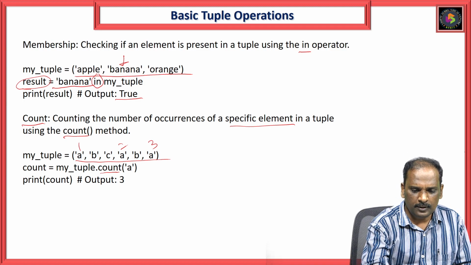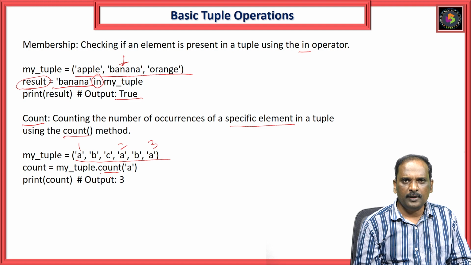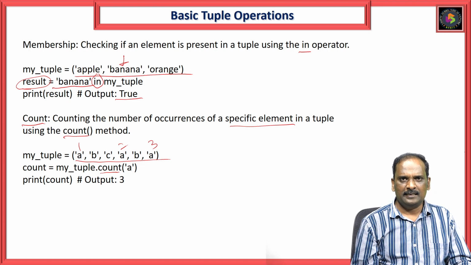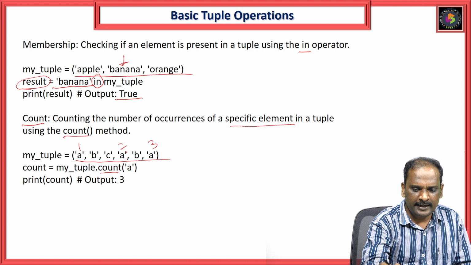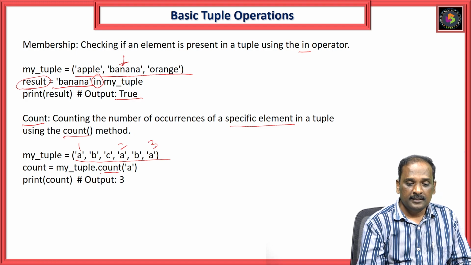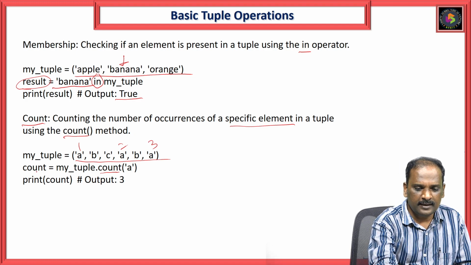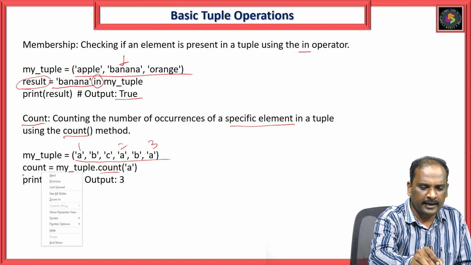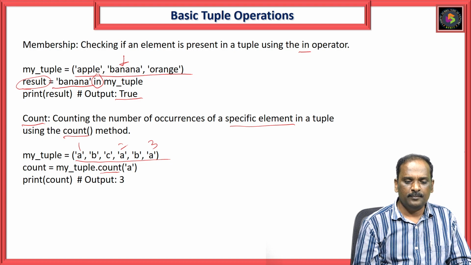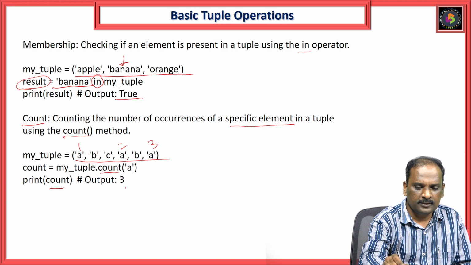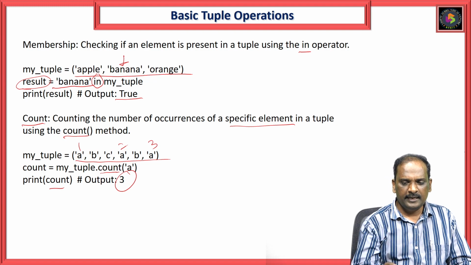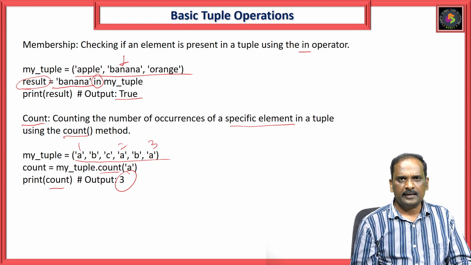So this count method will return the number of occurrences of the specific element. Here the specified element is A. So how many elements are there? A. 3 elements are present. So this count method will return the integer value, the number of occurrences, which I am storing in the variable count. When I display count, here you are observing that the output value is 3 because here I am finding the number of occurrences of A element.